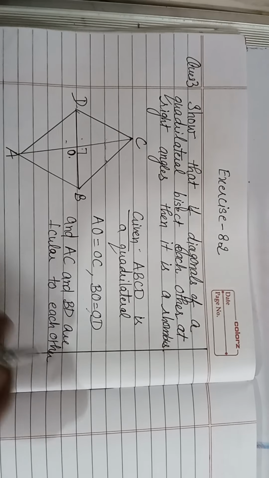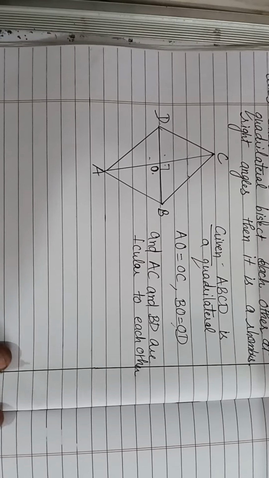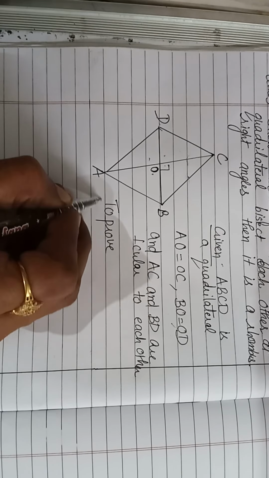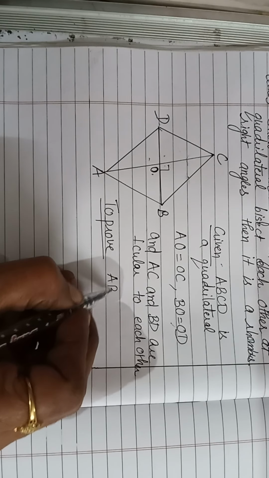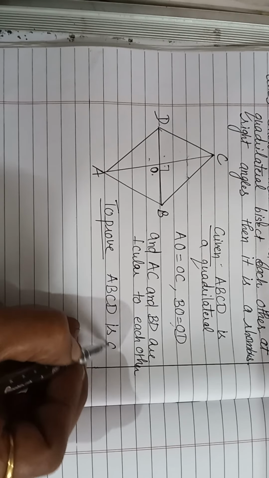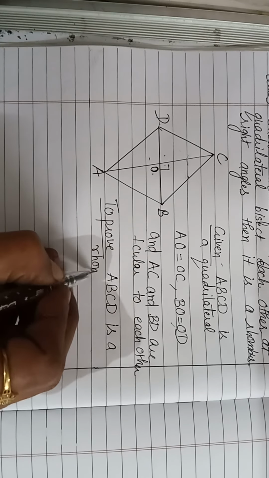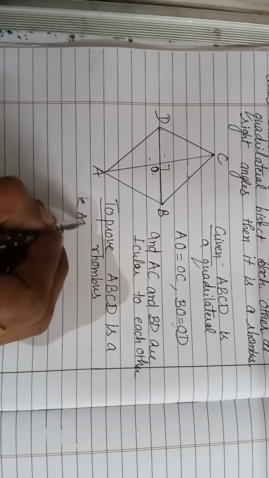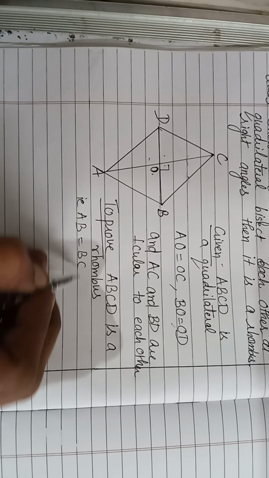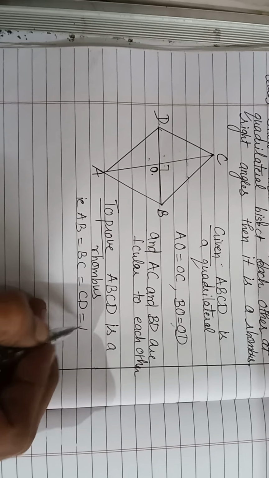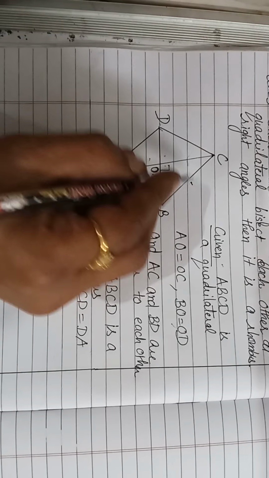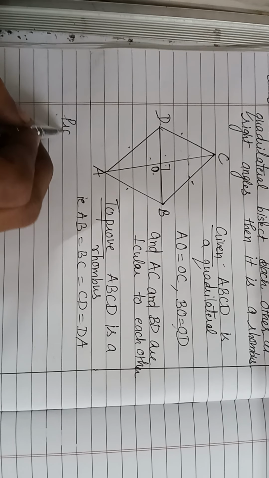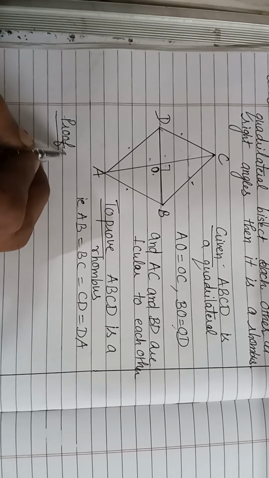What we have to prove? So this is the third step we have to follow. What is the second step? To prove. What we have to prove? ABCD is a rhombus. This we have to prove. Rhombus means we have to make all sides equal, that is, AB is equal to BC is equal to CD is equal to DA. These four sides we have to make equal. So it's very easy. Just pay some concentration here.